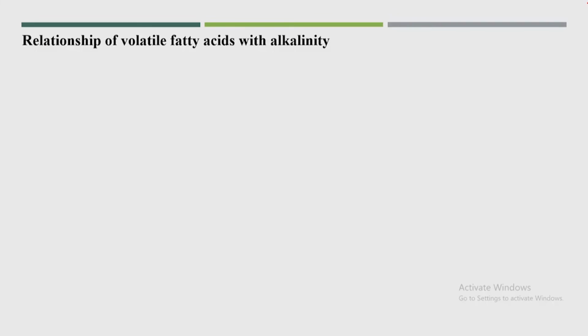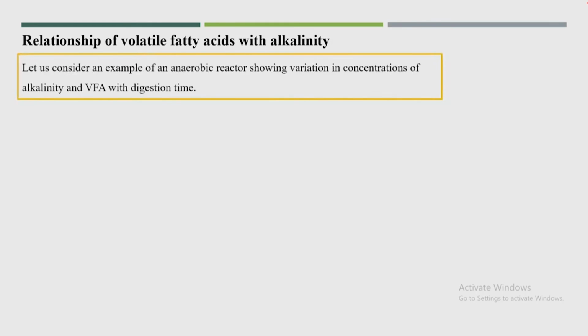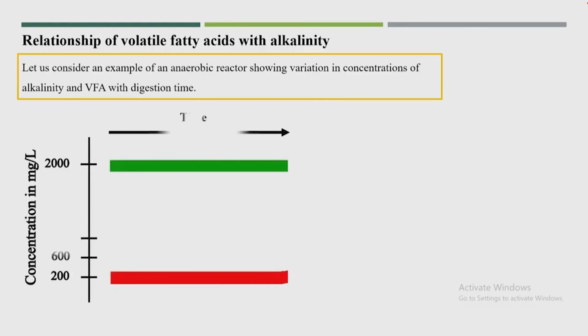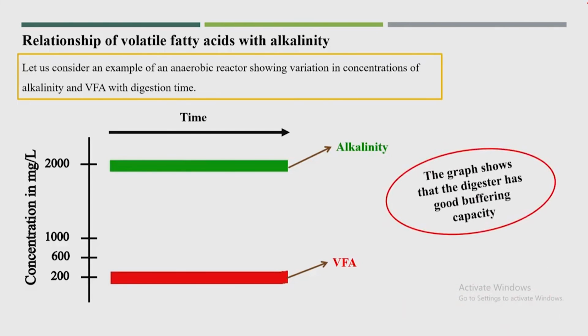So, what is the relation between volatile fatty acids and alkalinity? Let us consider an example of an anaerobic reactor showing variation in the concentration of alkalinity and VFA with digestion time. Like you can see here the different concentrations. Here the green color is the alkalinity and the red color is the VFA. This graph shows that the digester has good buffering capacity.